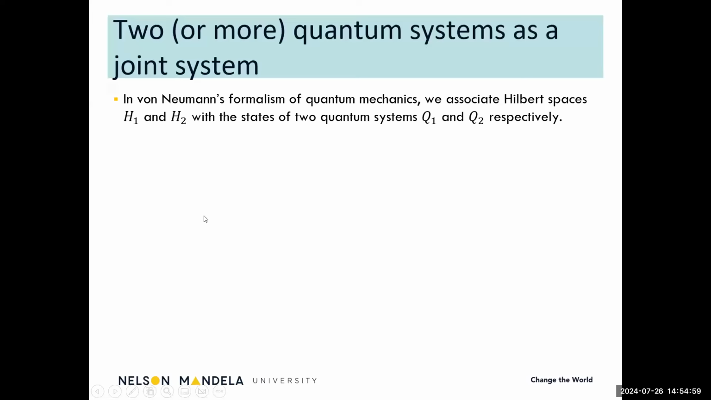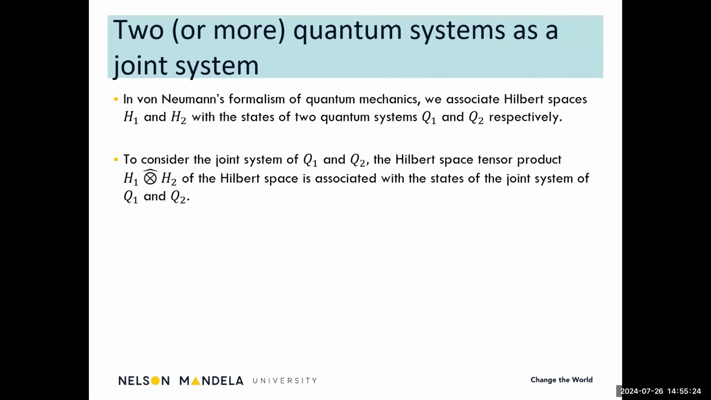Okay, 2 slides where I will just remind how we handle quantum entanglement in von Neumann's formalism. In von Neumann's formalism of quantum mechanics, we associate Hilbert spaces H1 and H2 with the states of 2 quantum systems respectively. So that means vectors having norm 1. And then to consider the joint system of Q1 and Q2, one looks at the Hilbert space tensor product associated with the states of the 2 quantum systems. So that would then be the state system of our joint system of Q1 and Q2.